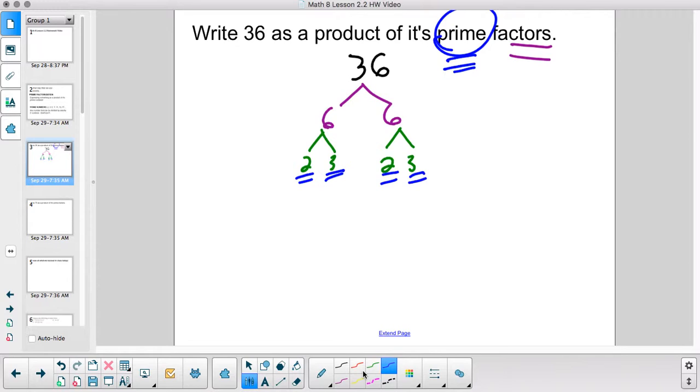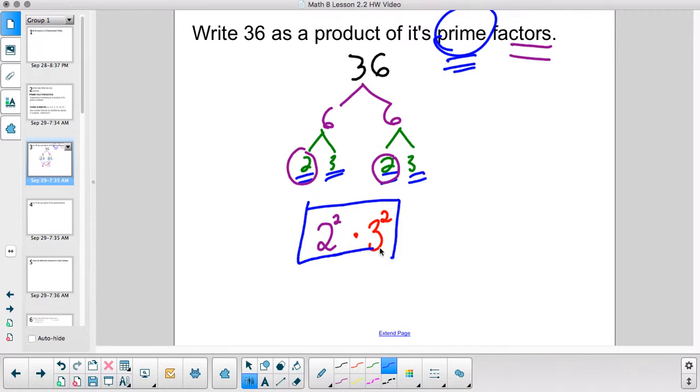And then you write this using exponents. Okay, so I've got a 2. I've got two 2's. So how do I write that using exponents? 2 squared. And that's multiplied by two 3's, which is 3 squared. So this number 36 has the same value as 36, but it's just written as a product, which just means multiplication, of prime factors.